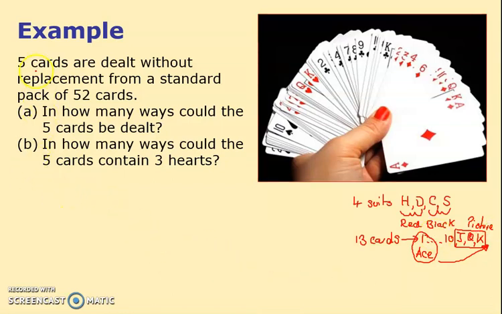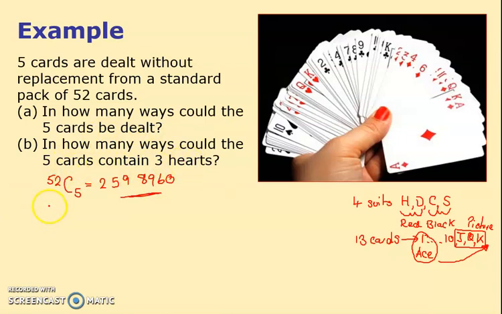So let's try and do the question. 5 cards are dealt without replacement. That means they don't get put back in. How many different ways could the cards be dealt? Well, I've got 52 cards in the pack. I want to choose 5 of them, so 52C5. Notice I'm trying my best not to use that horrible formula at all here. 2,598,960. There we go.